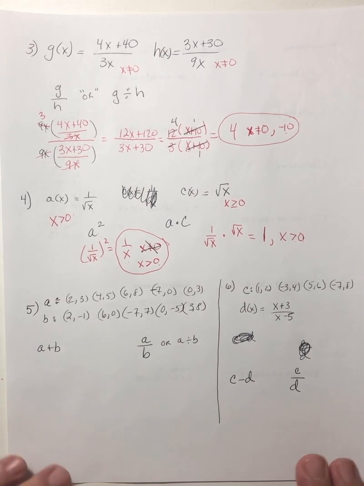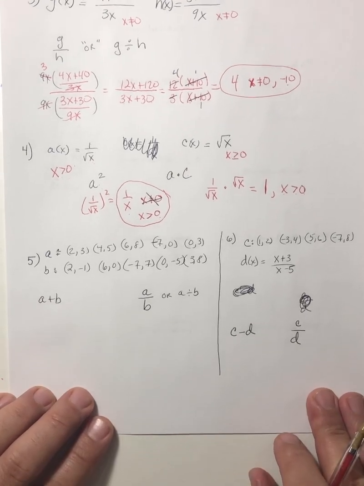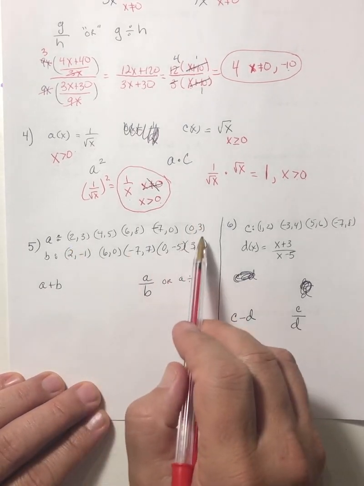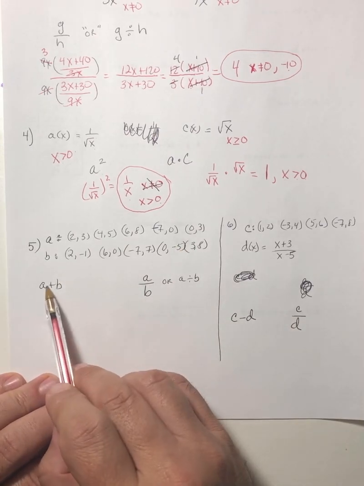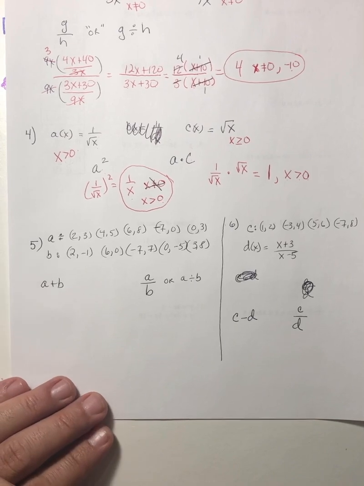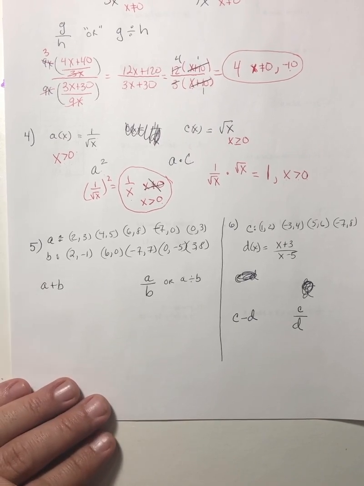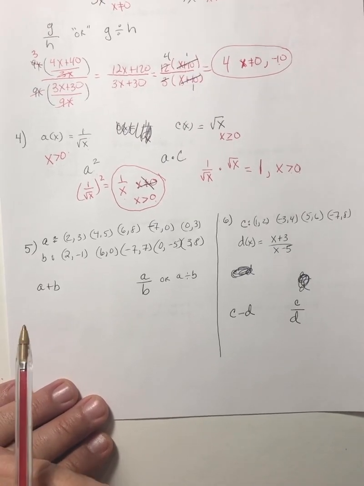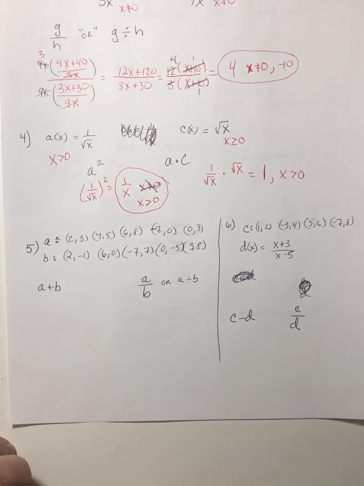All right, finally, the last ones. This is really, really fun. I'm going to give you sets of ordered pairs and ask you to add the functions together. Well, what's the only way that we can add, subtract, multiply, or divide functions? The domains have to be the same. That's the only way that we can add functions.